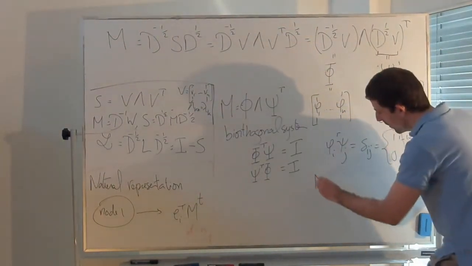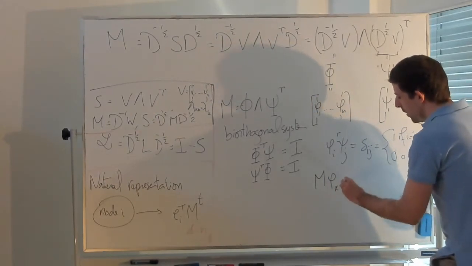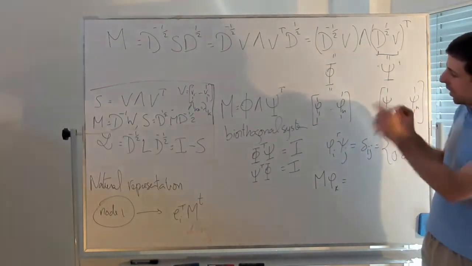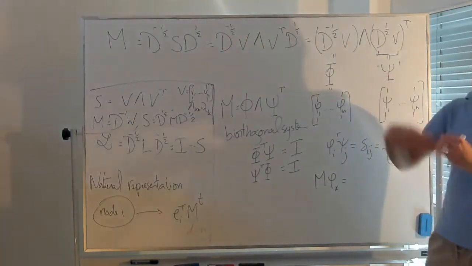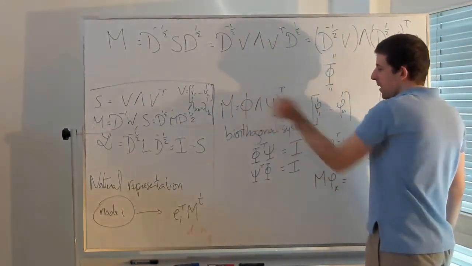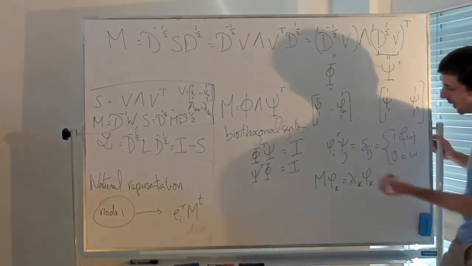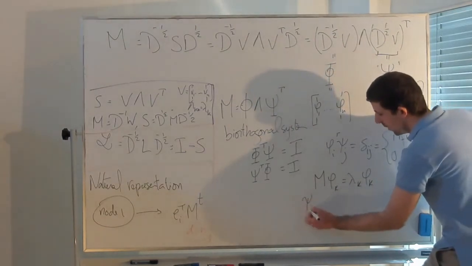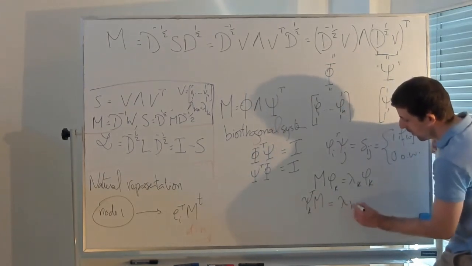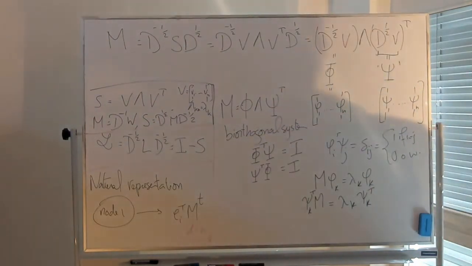right? So what do we mean by this? If we take M and we hit it with phi k, then phi k will hit a bunch of the psi's, but only psi k will survive. Only the row corresponding to psi k will survive. We'll pick up lambda k, and then phi k shows up again. So this is lambda k phi k, and psi k is just the left eigenvector. So these are actually the right and left eigenvectors of M.